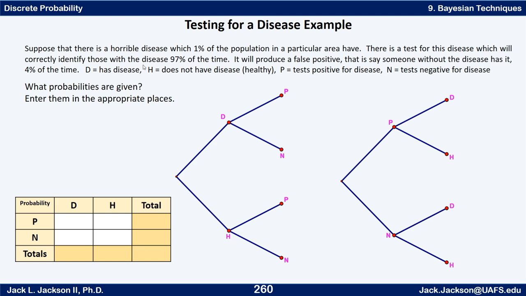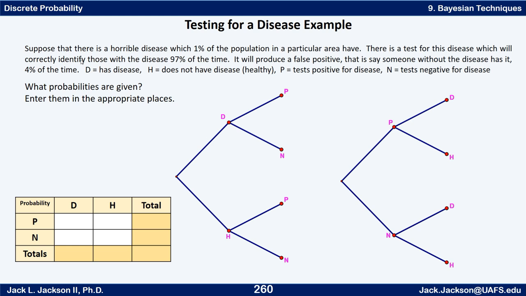Okay, well let's take a look here. The probability that they have the disease is 1%. So that's the probability of the disease here. That's 1%, or the probability of the disease overall is 1% down here.